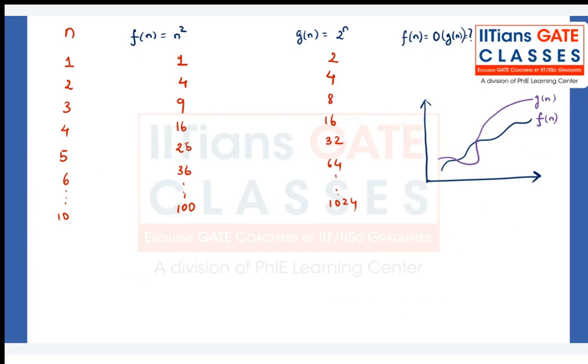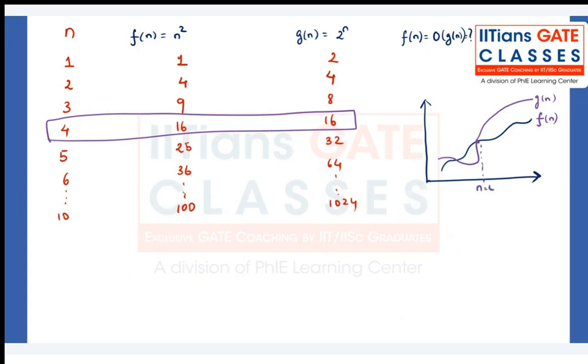Okay. So can I write that after this value, after n equal to 4, so for n greater than or equal to 4, can I say that f of n is always less than or equal to g of n? Can I write this statement? F of n is less than or equal to g of n for all the n which are greater than or equal to 4. Is this a valid statement?